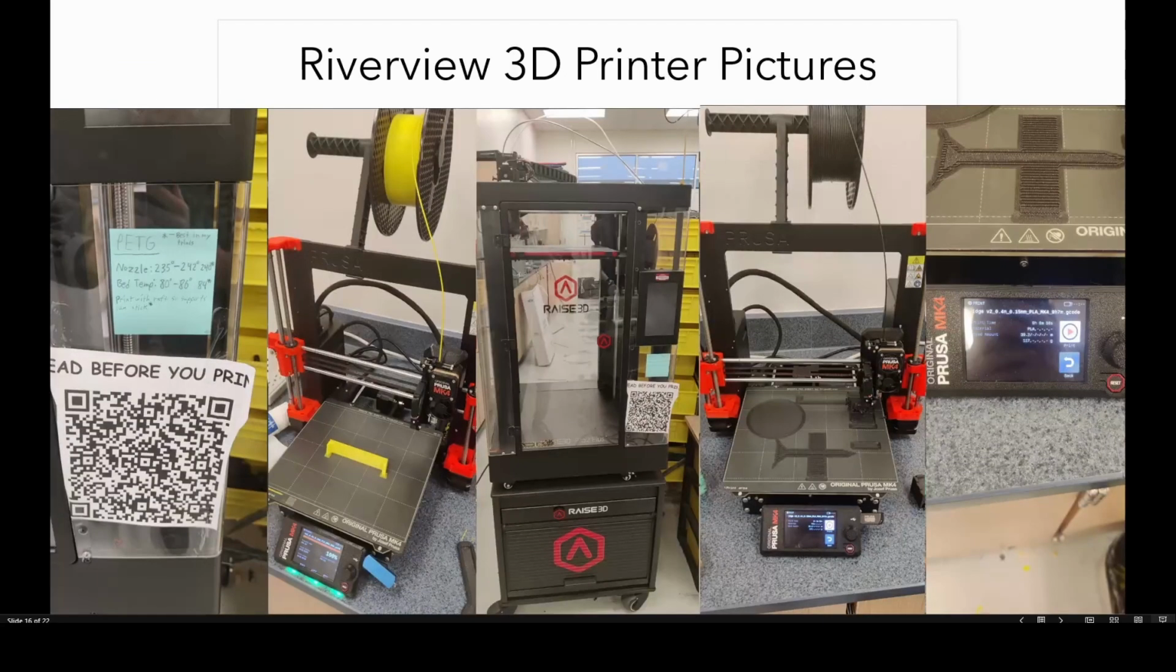Here are some pictures of the 3D printers we have here at Riverview. As you can see, there are specific temperatures and a specific filament for the Raise 3D printer, as well as a QR code for you to scan. It is important to follow these instructions before starting a print. You can also see the Prusa Mark IV in action in these pictures.